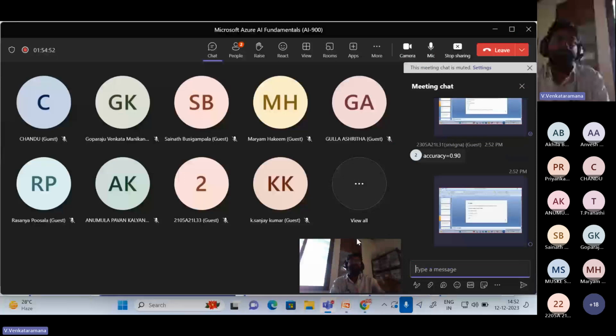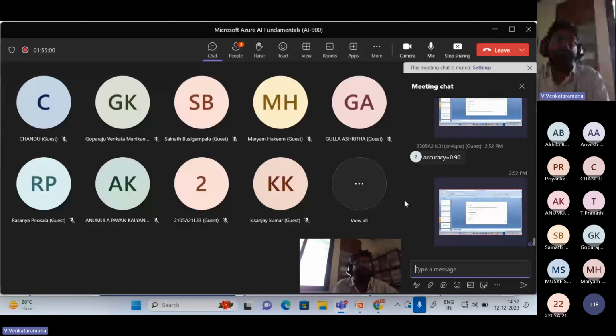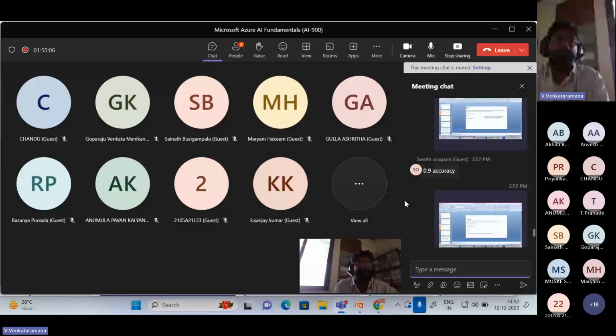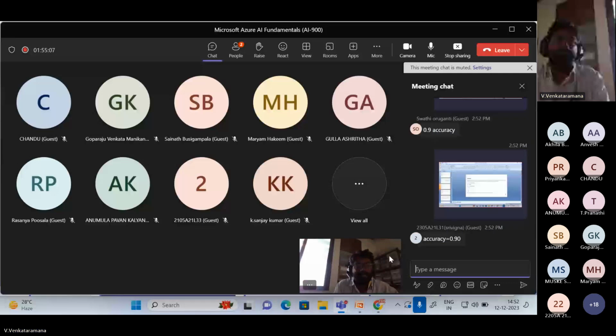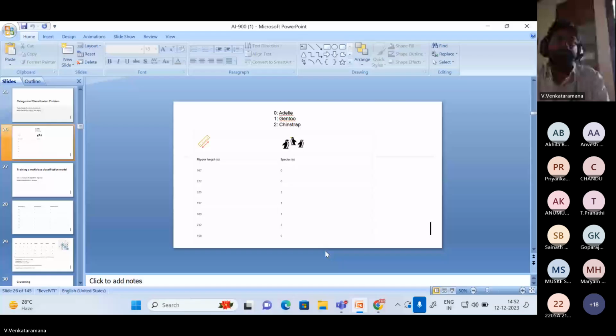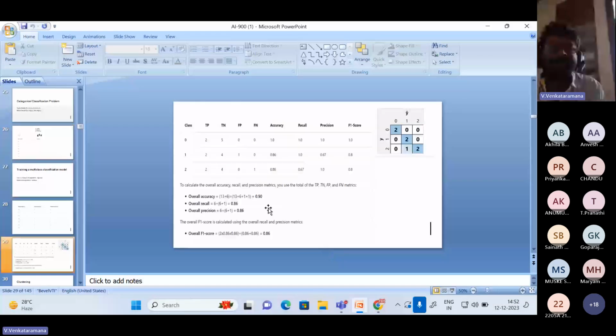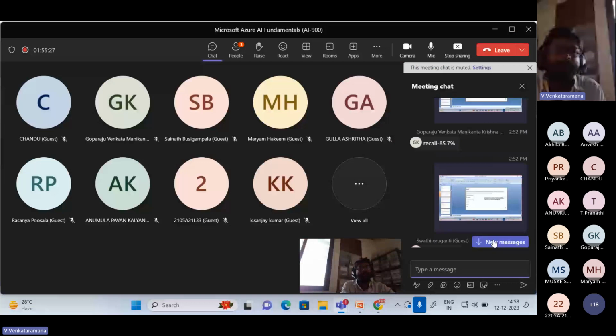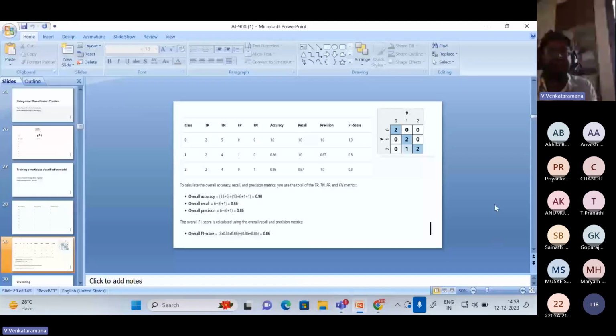So someone, 31 and Swati, said that accuracy equals 90%. Hope it is the right answer. Yes, it is 90%. You can see the answer here. So our accuracy is 90%. Right, Swati, you are right. And whoever responded 90%, that is right. Accuracy is 90%. And one person responded recall as 85.7. So recall is 85.7, that's also right.